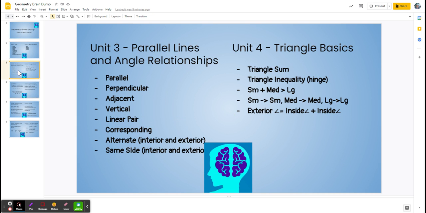All right, Unit 3. What do I need to know about parallel, perpendicular, and all these angle relationships? What's the difference between parallel and perpendicular? Parallel never intersects. Perpendicular is going to intersect at a 90-degree angle. Absolutely. What about their slopes? Parallel lines have what kind of slopes? Same slopes, equal slopes, right? So parallel lines have equal slopes. Perpendicular lines have the upside down reciprocal.